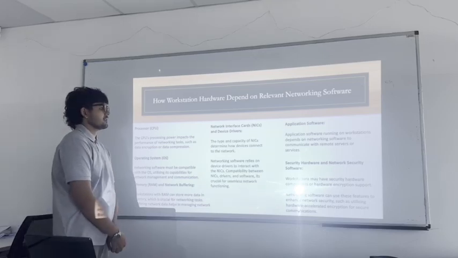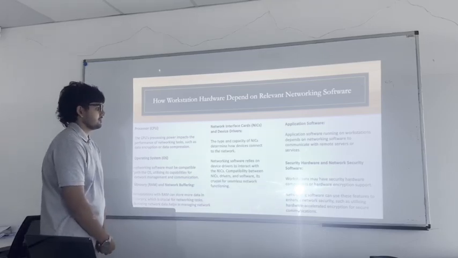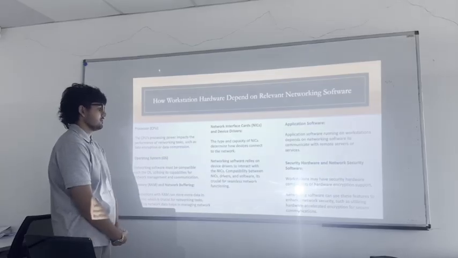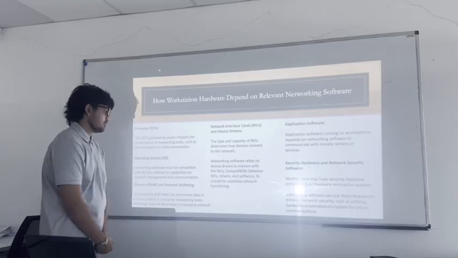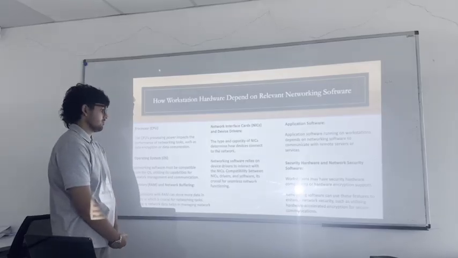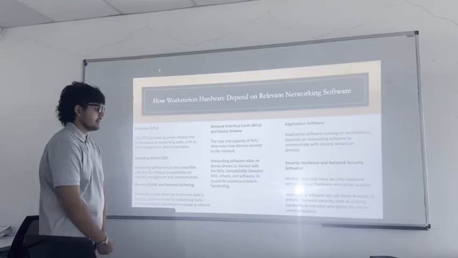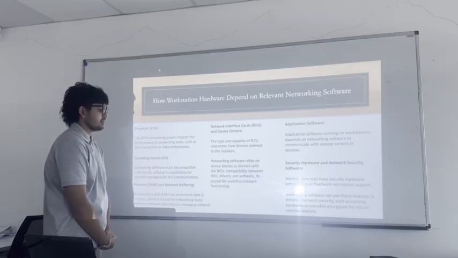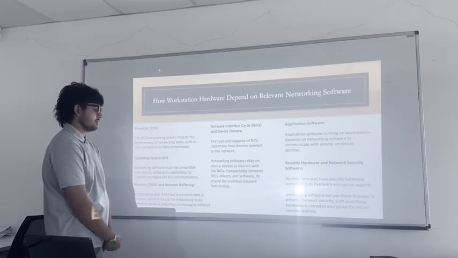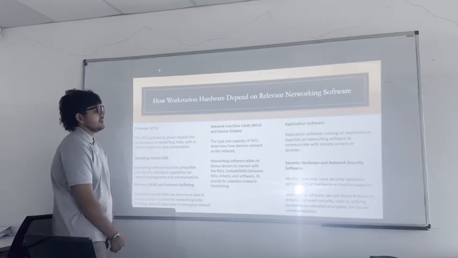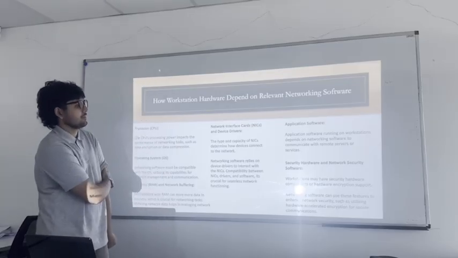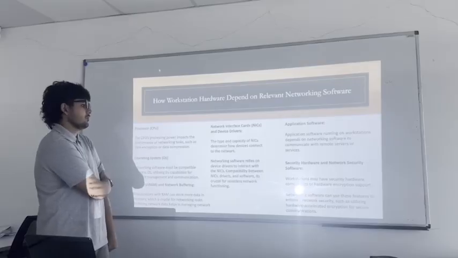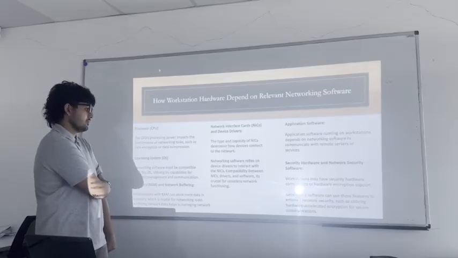network. Network interface cards and device drivers. So the type and capacity of NICs determine how devices connect to the network. Networking software relies on networking drivers and device drivers to interact with the NICs. Compatibility between the NIC's drivers and software is crucial for seamless network functioning. Application software running on workstations depends on networking software to communicate with remote servers and services.